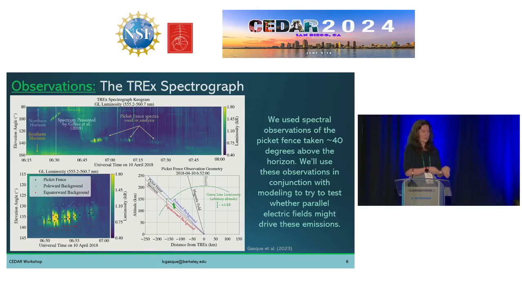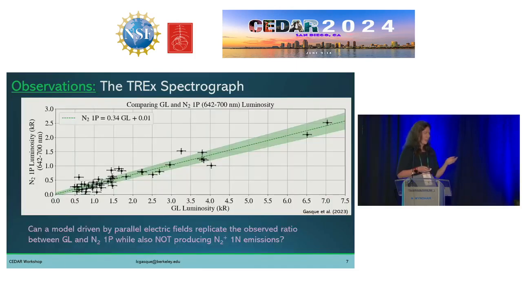And so we took these observations, we used them to look at the individual spectra, and from there, we looked at how much green line they have, how much N2 first positive they have, and we noticed that all of them, again, do not have any of that N2 plus first negative, none of the blue. And we looked at the ratio between the luminosities of the green line and N2 first positive, and that ratio is what we sought to reproduce with our modeling. So then, can a model driven by parallel electric fields replicate that observed ratio while also not producing any of that N2 plus first negative?